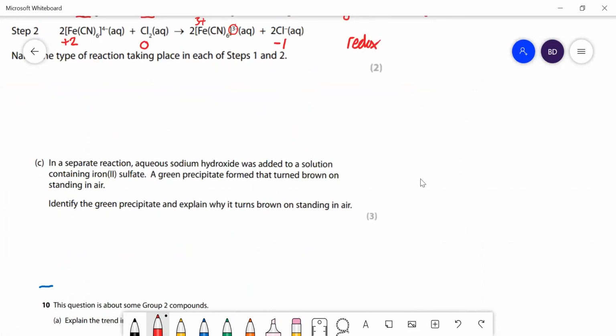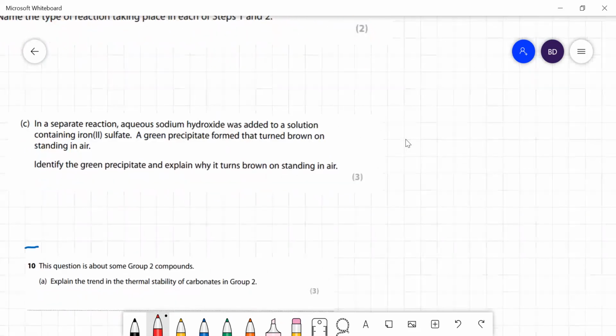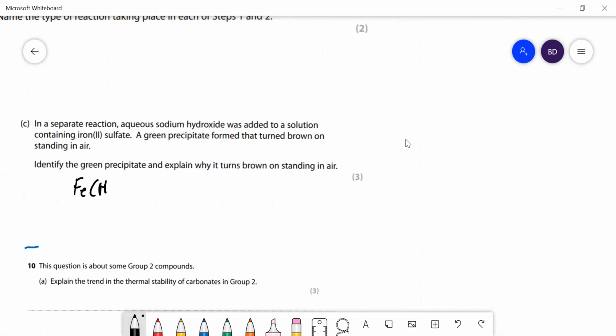Right, this is a fairly straightforward recall of your knowledge question. A separate reaction, aqueous sodium hydroxide was added to a solution containing iron 2 sulfate. A green precipitate was formed that turned brown on standing in air. Identify the green precipitate. Well, you start off with Fe(H2O)6 2+, that complex. Now when you add OH- to it, it will remove protons, remove 2 of them, and it forms the uncharged complex. That uncharged complex is always insoluble, and that is a green precipitate.